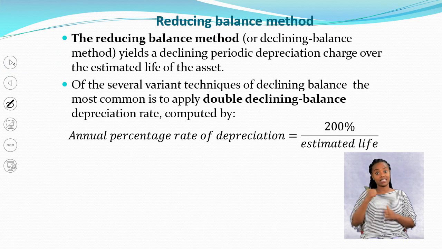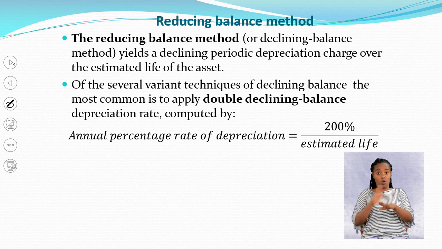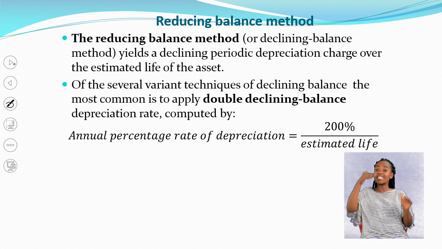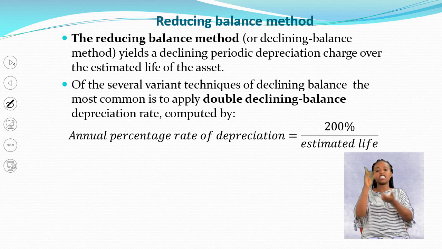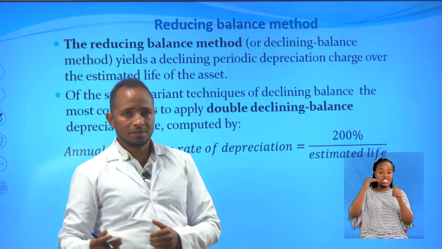The next part is the reducing balance method. The reducing balance method, or we call it the declining balance method, yields a declining periodic depreciation charge over the estimated life. In this case, the depreciation every year is not equal. The name indicates this: it's a reducing balance or declining balance method.